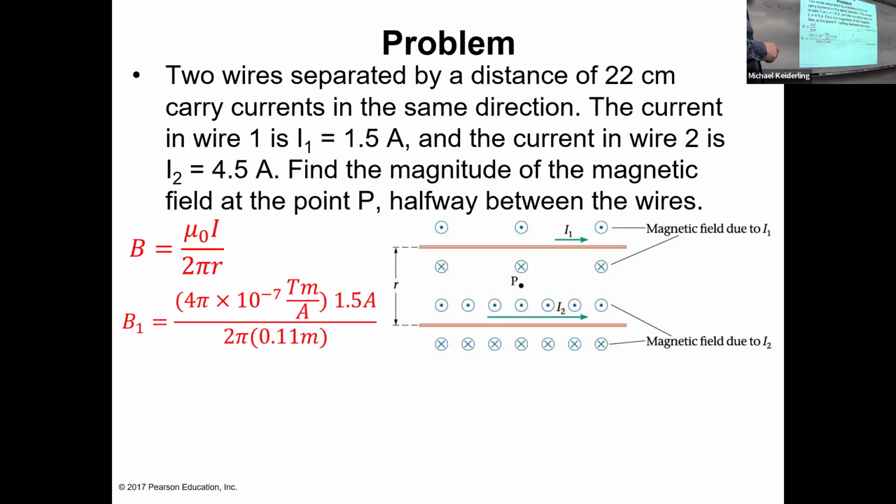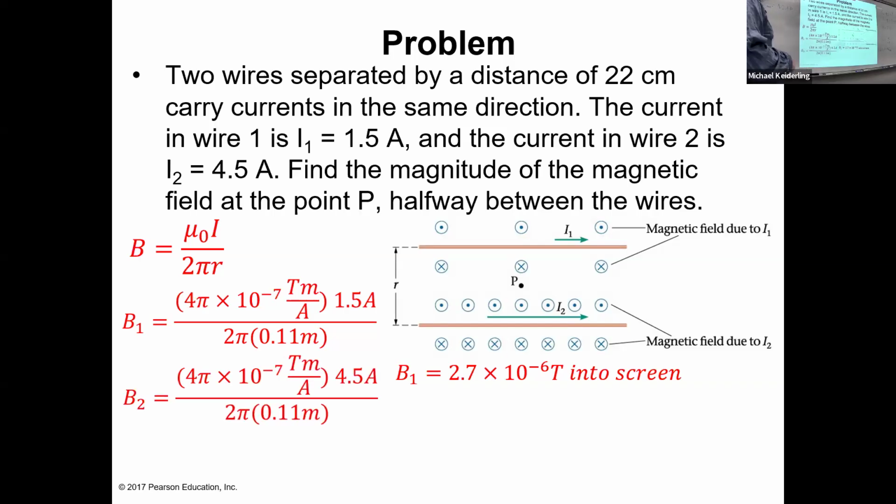The magnetic field from 1 is mu naught, 4 pi times 10 to the minus 7 Tesla meters per amp, times 1.5 amps divided by 2 pi times 0.11 meters. That's the 11 centimeters to the halfway point. So magnetic field 1 is 2.7 times 10 to the minus 6 Tesla into the screen.